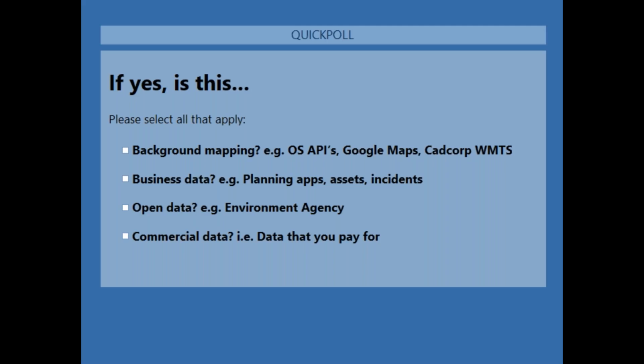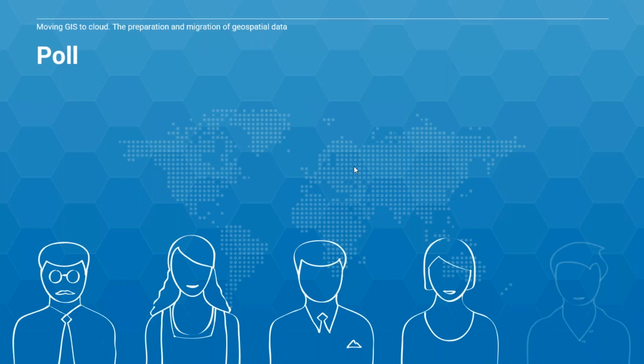Okay, so 92% of you use background mapping, 69% business data, 56% open data, 30%, the remaining keeps changing, the remaining percentage commercial data. So it is quite widespread, the highest number probably, as I'd expect, being the background mapping side of things. Okay, that's interesting. Let's close this and carry on.